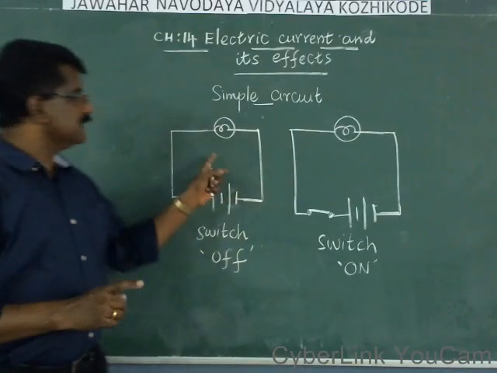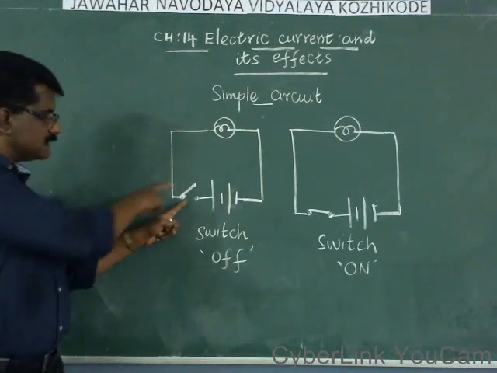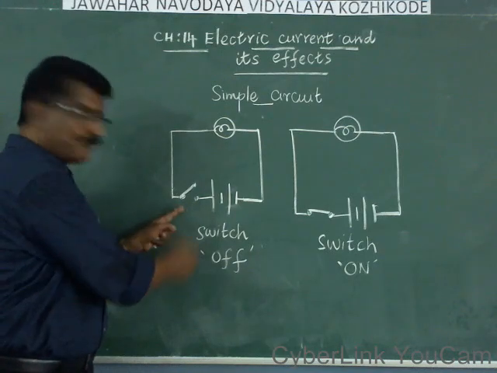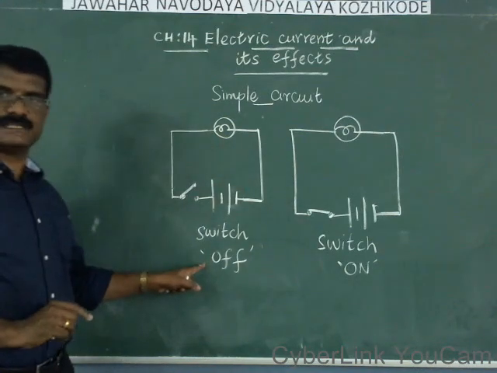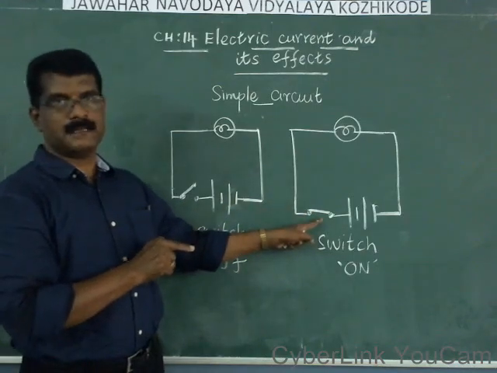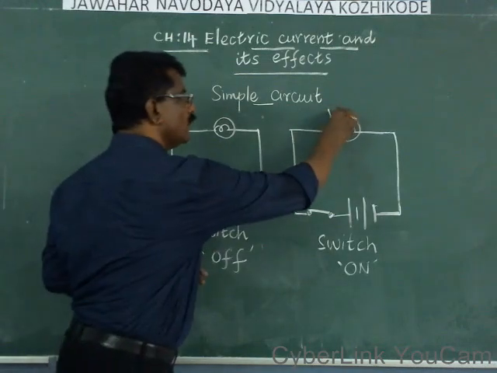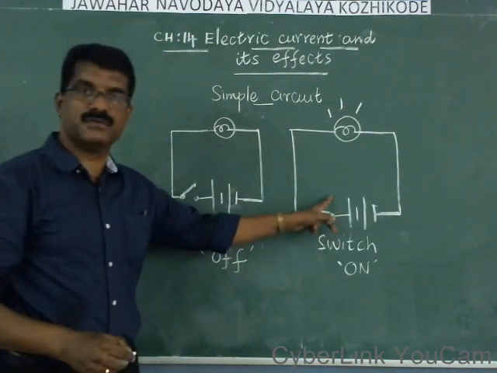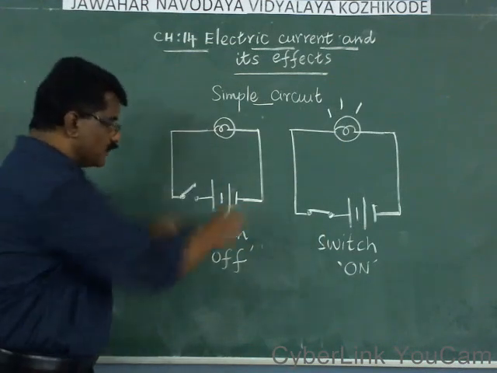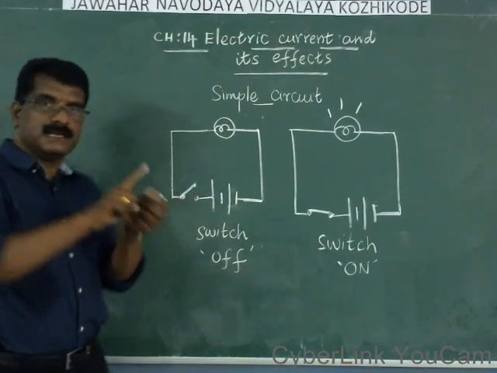See children, this is the simple circuit. See, the one with off position. Here see, the switch is off. Switch is not touching the wire. So this is off position. A simple circuit with off position. And see here, the switch is touching the other wire. So the electricity passes, so the bulb will glow. So this is a simple circuit with on position.